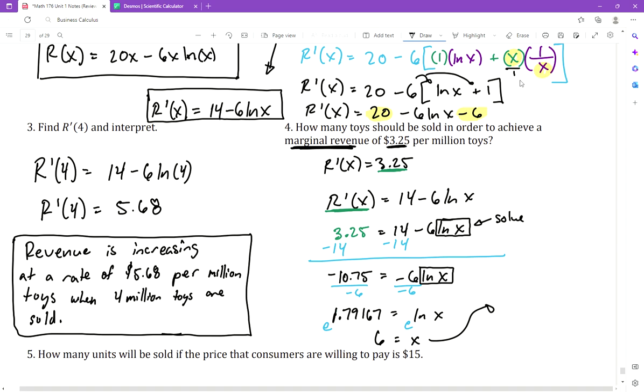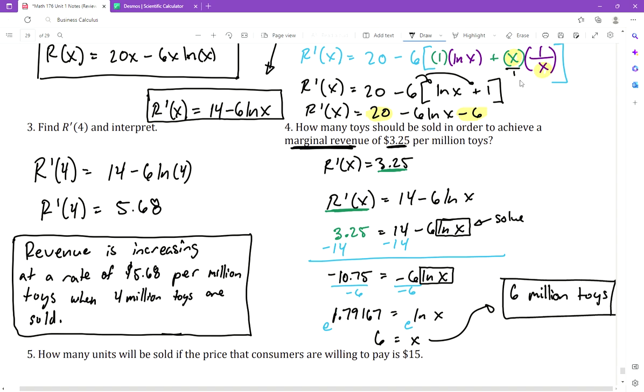And then let's make this answer official. Okay, so it says how many toys should be sold in order to achieve a marginal revenue of $3.25 per million toys. It's saying 6, again, that's in millions. The x is in millions, so 6 million toys.